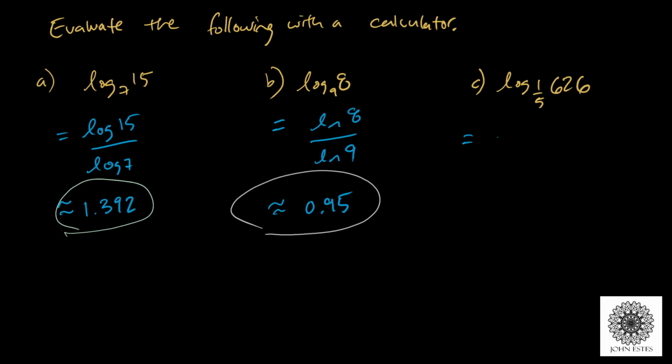Now for the third one, same deal. You're just going to say ln 626 divided by ln of 1/5. Again, I can use any logarithm I want, but these are in my calculator, so why not just stick with something we know, either ln or log. So just carefully plugging this in, you should get -4.